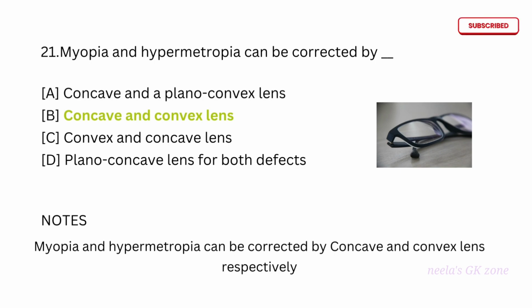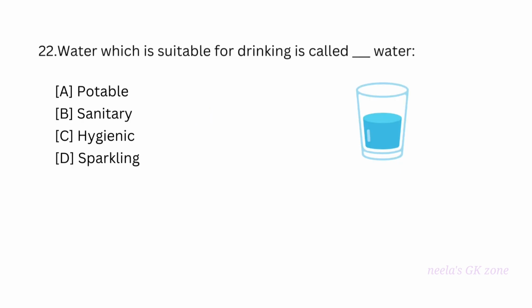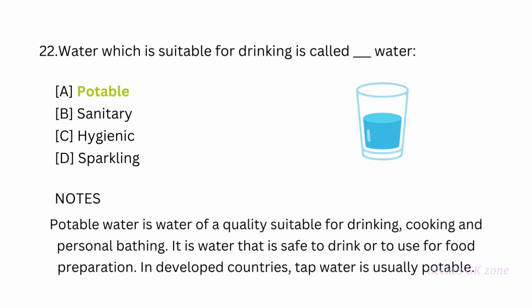And the next question is: water which is suitable for drinking is called dash water. Potable, sanitary, hygienic, sparkling. And the answer is potable. Potable water is water of quality suitable for drinking, cooking, and personal bathing. It is water that is safe to drink or to use for food preparation. In developed countries, tap water is usually potable.